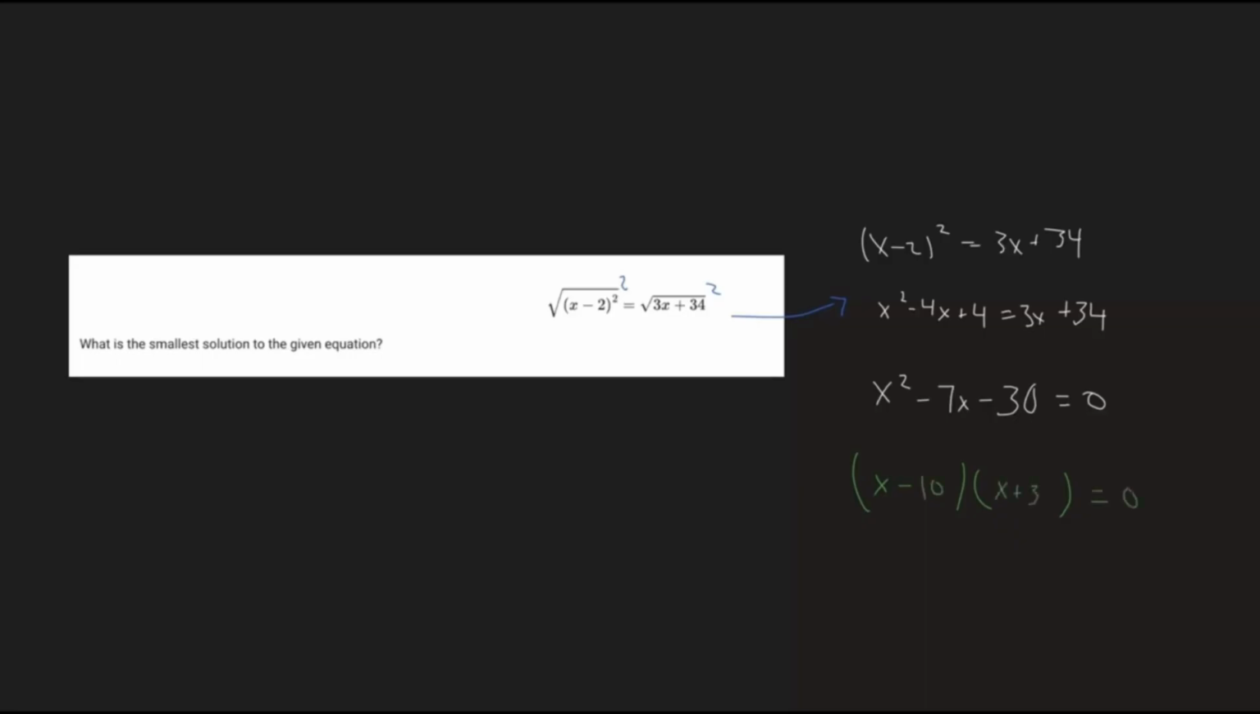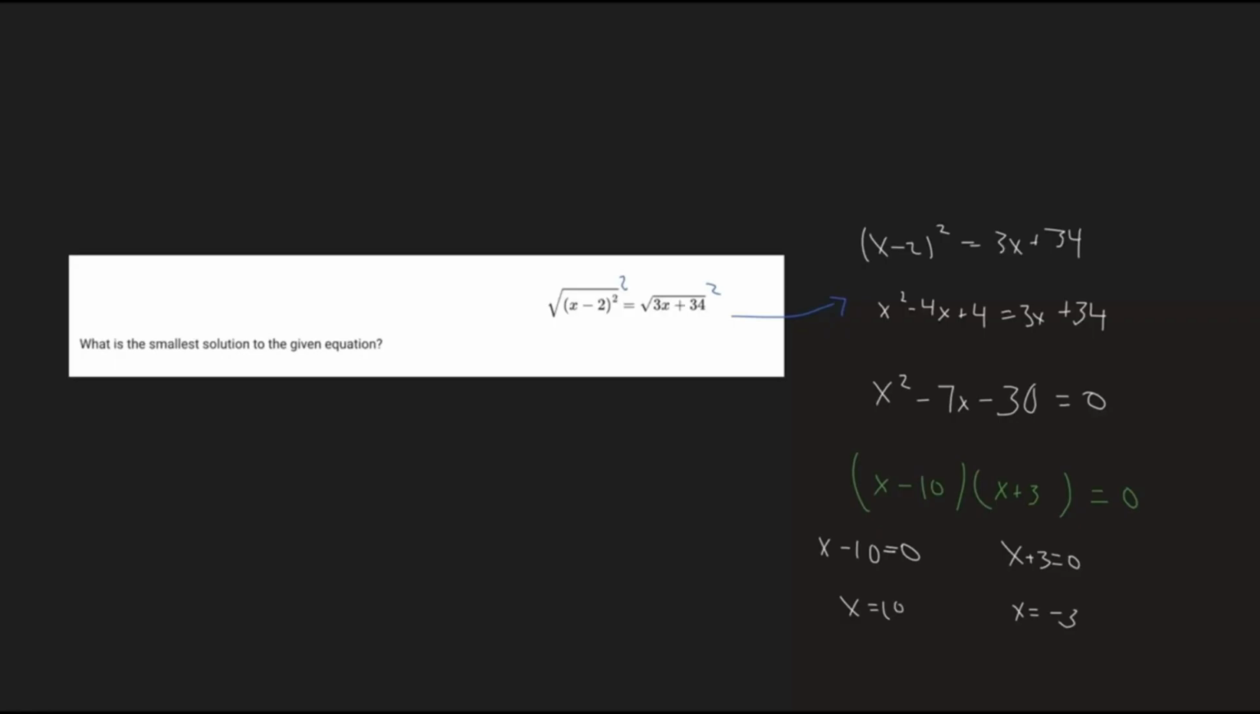And so now we want to solve for the x values, right? So we're going to set both of these equal to 0. So we have x minus 10 equals 0, and x plus 3 equals 0. And so we can find that x equals positive 10 and x equals negative 3.